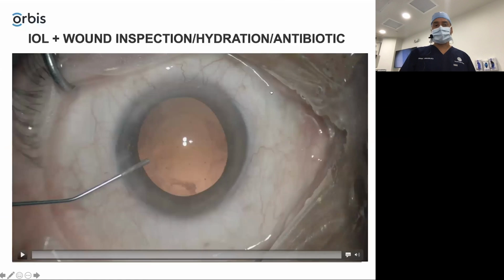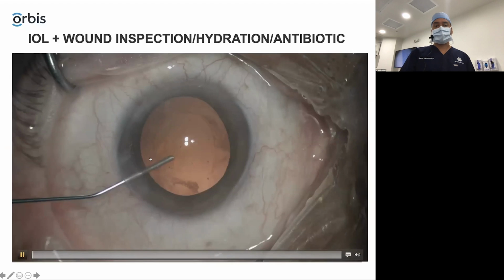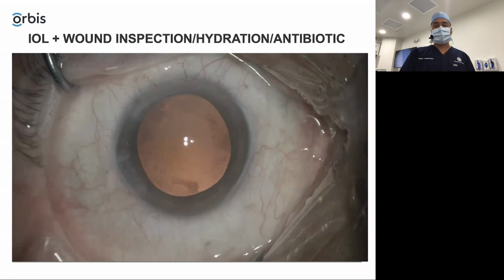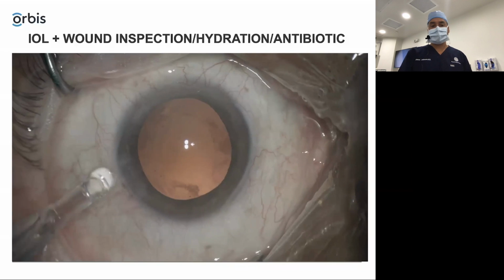So we'll skip over to the injection of the IOL. So we're using that cohesive viscoelastic to fill up the capsular bag. And then we're injecting the lens here.